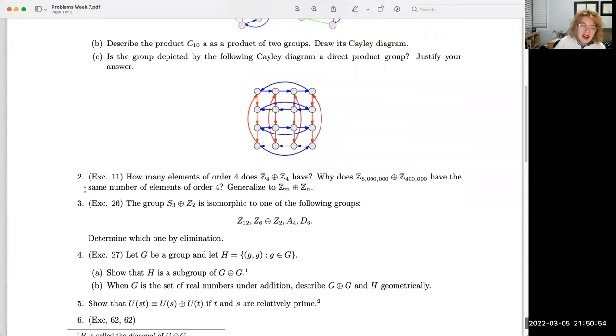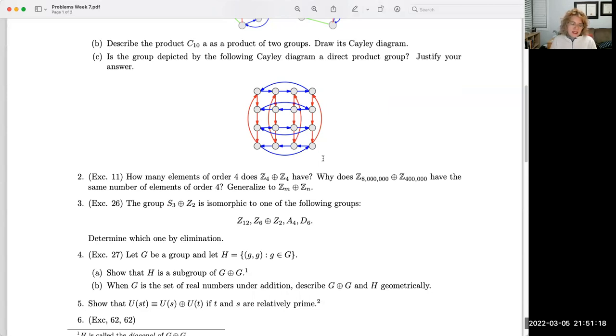Okay. In the next one, how many elements of order 4 does Z4 times Z4 have? And then the second part seems really weird at first. Why does Z of 8 million times Z of 400,000 have the same number of elements of order 4? This seems absolutely absurd at first, but we have to go back to what we know about cyclic groups.